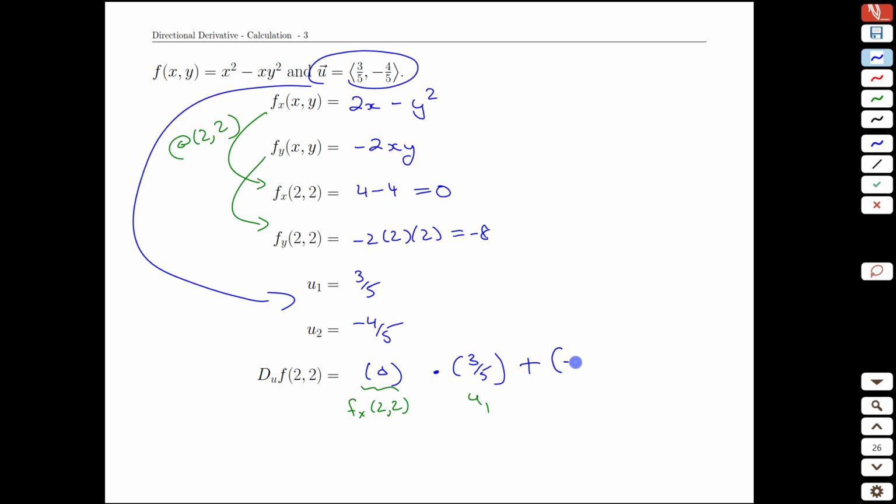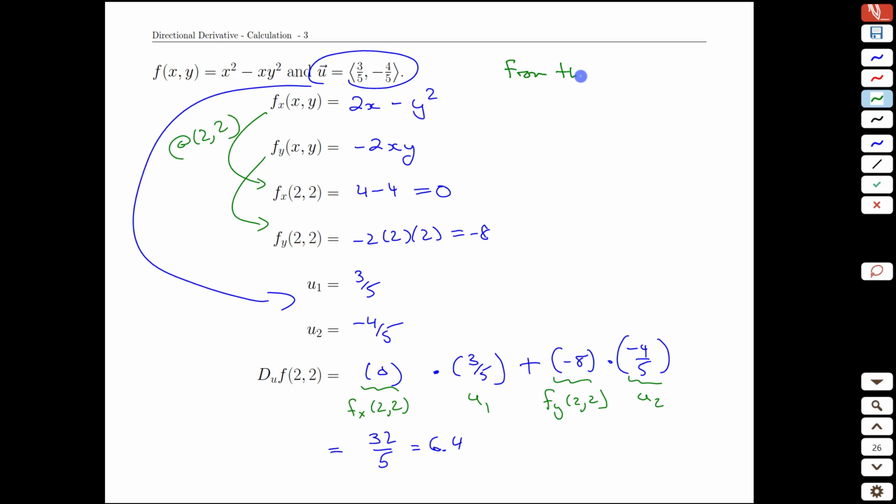And we add the slope in the y direction at the point 2, 2, that's our fy at the point of interest, and we multiply that by negative 4/5, and that gives us the value of u2, the y component of the direction we're traveling in. And now we're ready to compute that. This is 0, and we end up with positive 32 over 5, which is 6.4. Now what that's telling us can be described in a full sentence.